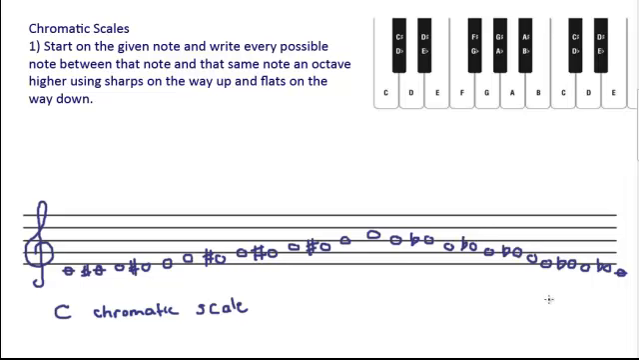So what is a chromatic scale? Well, a chromatic scale is a scale that covers every note within an octave and moves by semitones. Let's listen to what a chromatic scale sounds like.